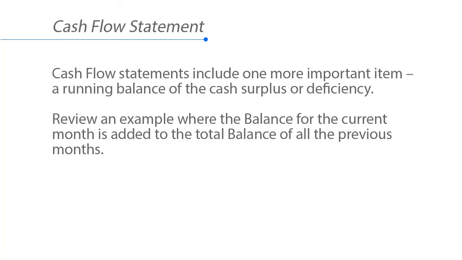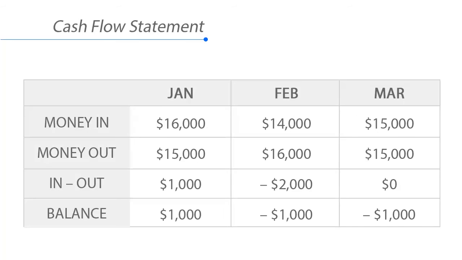So cash flow statements include one more important item, a running balance of the cash surplus or deficiency. Let's review this example where the balance for the current month is added to the total balance of all of the previous months. So in January, $16,000 in, $15,000 out for a difference of plus $1,000. So our balance is $1,000 at the end of January. We're up $1,000. In February, we had $2,000 more dollars going out than coming in. So it's a negative $2,000. So we add the negative $2,000 to the balance of $1,000, which leaves us with a negative $1,000.